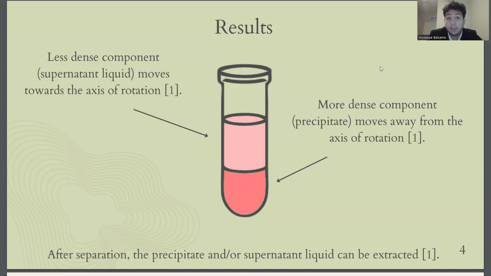Again, in this diagram shown right here, the test tube was placed in a centrifuge machine with the bottom of the test tube placed further from the axis of rotation than the top. Therefore, the precipitate is at the bottom, while the supernatant liquid is at the top. The precipitate or supernatant liquid, depending on which one we're testing for, can then be extracted to be used for research or medical purposes.